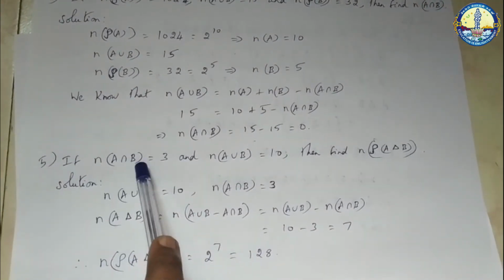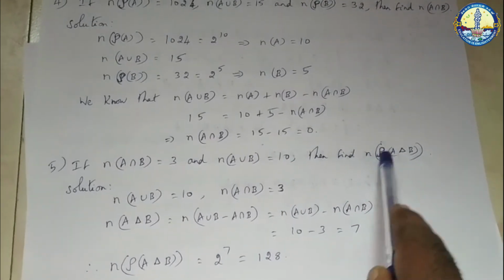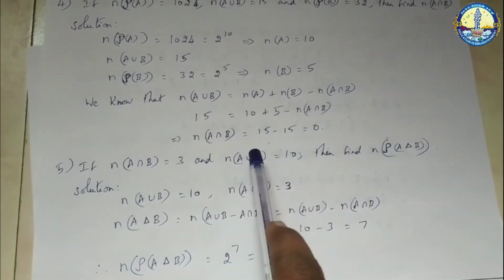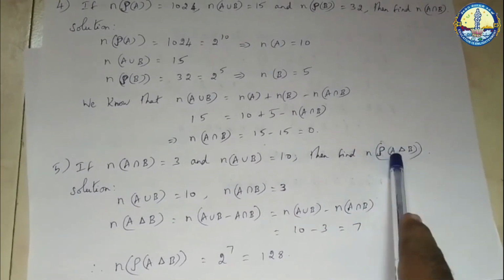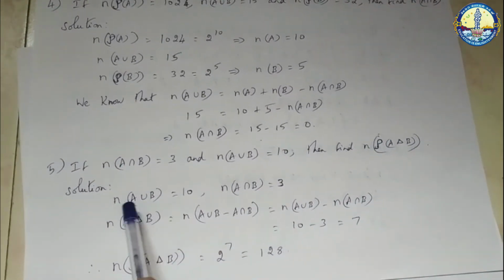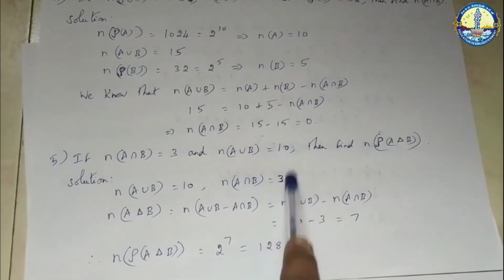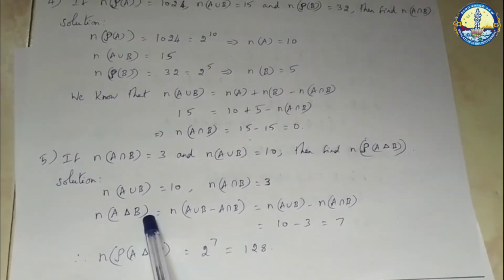Okay. So next problem: if n of A intersection B equals 3 and n of A union B equals 10, then find n of rho of A triangle B. That is, they have given that the number of elements in A intersection B equals 3 and the number of elements in A union B equals 10. We have to find the number of subsets of A triangle B. So given that n of A union B equals 10 and n of A intersection B equals 3, we have to find n of A triangle B. Then only we are able to find the number of subsets of A triangle B.